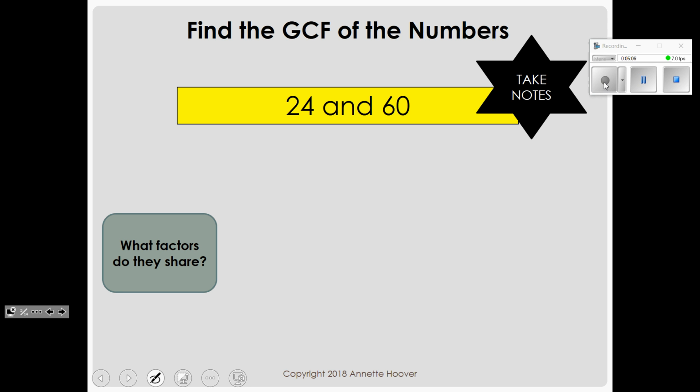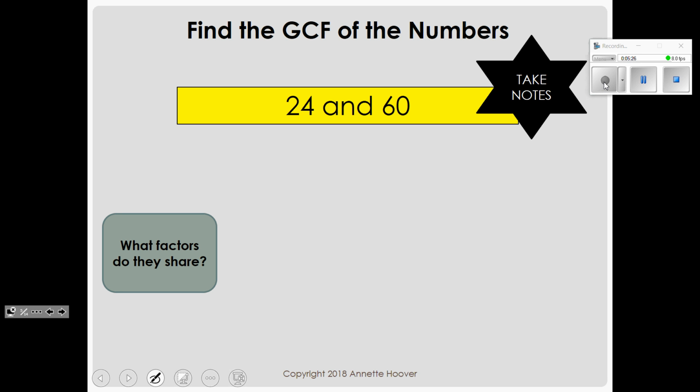Now we can use this to find the greatest common factor of two numbers. When the numbers are small enough, you can probably mentally look up there and figure out the greatest common factor for 24 and 60. When the numbers get larger, it's going to be a little more difficult, and you need a method to figure it out if you can't do it mentally.